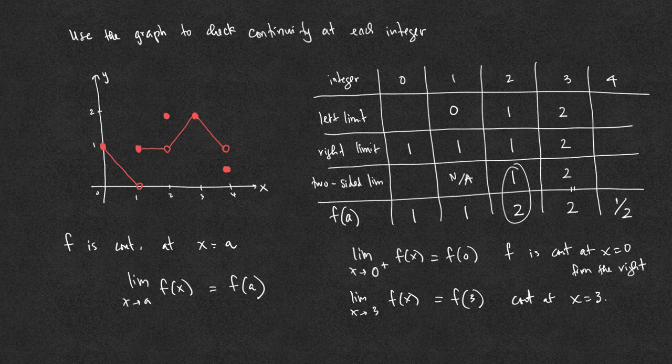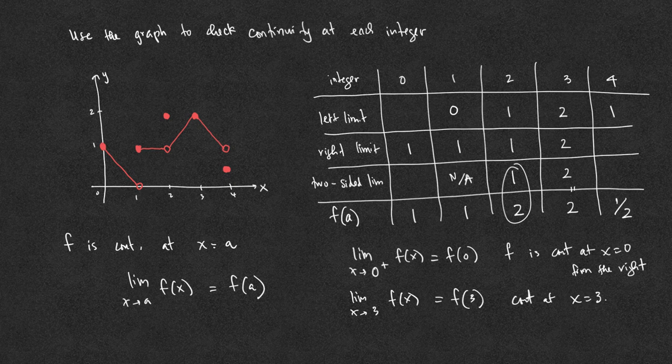As x goes to 4 from the left-hand side, the limit is 1. There's nothing on the right-hand side of 4, so we won't find the limit on the right-hand side of 4. The value of the function at x equals 4 is 1/2, and this does not agree with the limit on the left-hand side. And so we say that the function f is not continuous at 4.